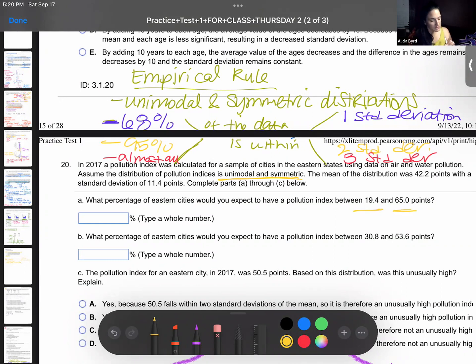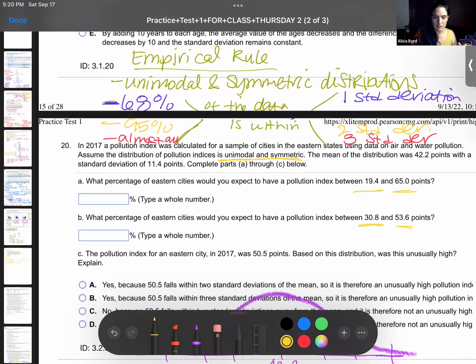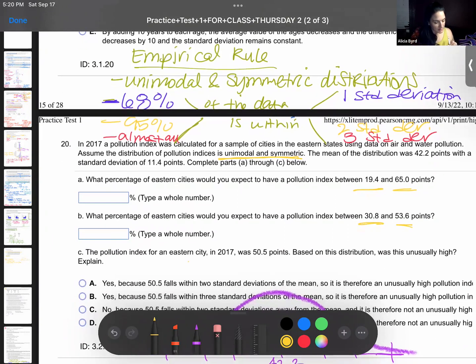What percentage of eastern cities would you expect to have a pollution index between 30.8 and 53.6? And then the pollution index for an eastern city in 2017 was 50.5. Based on it, was this unusually high? Explain. So I start seeing stuff like this and I'm like, hey, those numbers look like they might be near the 42, and if I maybe add and subtract some of my deviation, right?